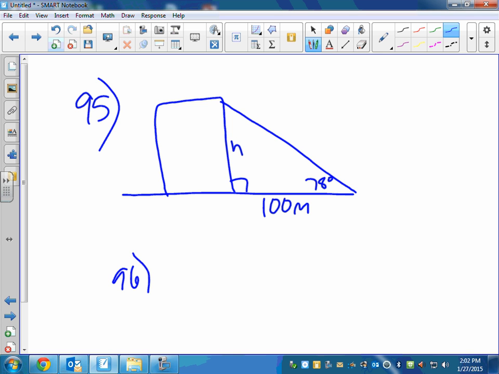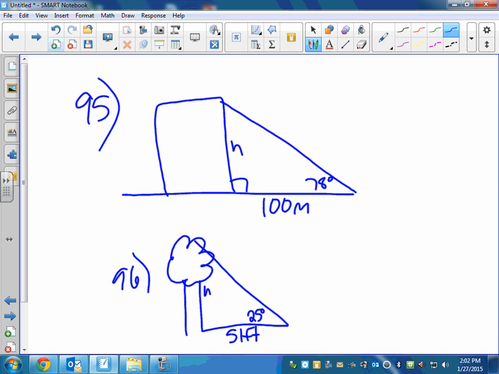It's the exact same problem, except we're talking about the height of a tree, right? It says a tree casts a shadow 51 feet long when the angle of elevation of the sun measured with the horizon is 25 degrees. So here's my shadow, and the shadow would be down here, 51 feet, and the angle of elevation of the sun measured with the horizon, which means measured from the ground, is 25 degrees. It's the same for both, meaning we're trying to find this height given this angle and this side. So tangent would work on both of these.